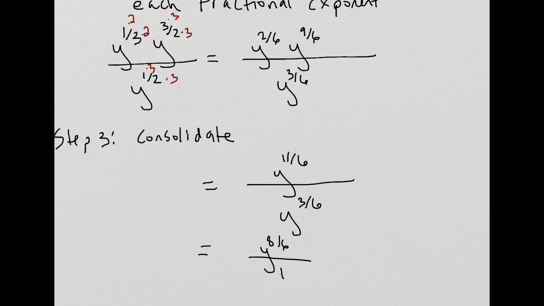And now all I can do to simplify that a little bit is, well, I don't even need the fraction since it's over 1, so I'm going to erase my fraction bar. And then 8 over 6 as a fraction can be reduced to y to the 4 over 3. And so my final answer is just going to be y to the 4 over 3 power.